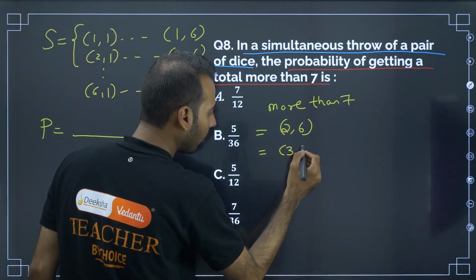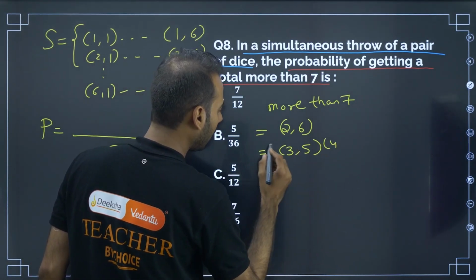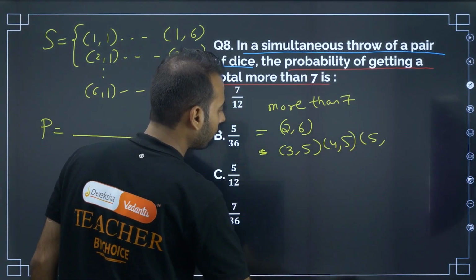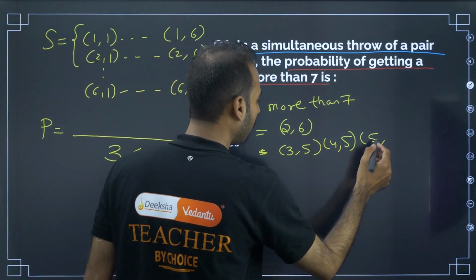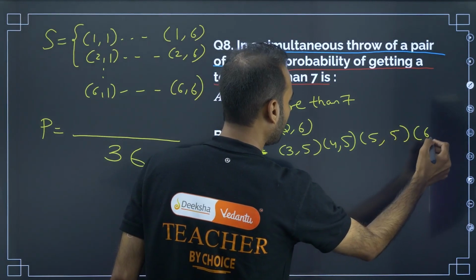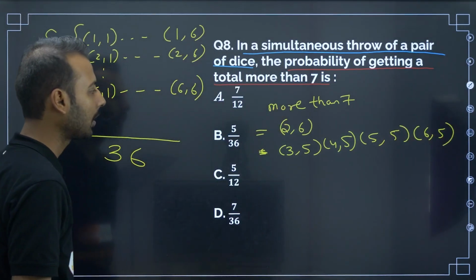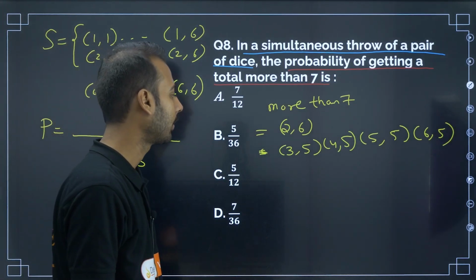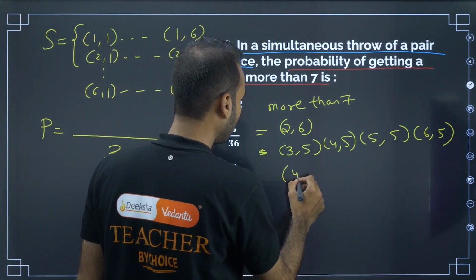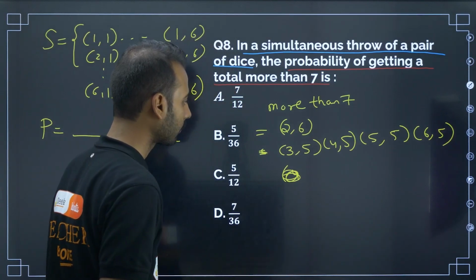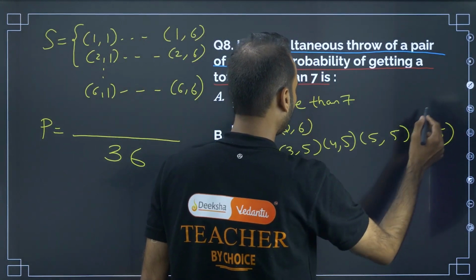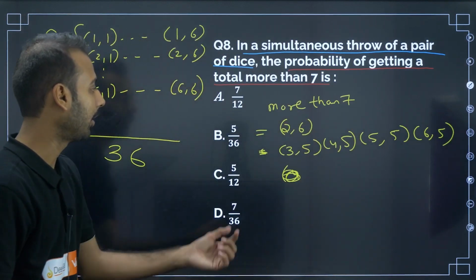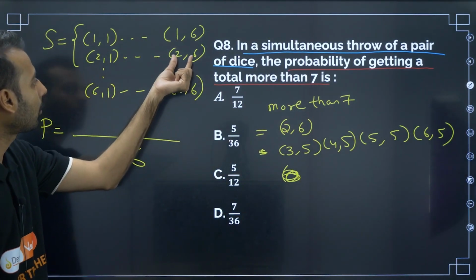Next, 3 comma 5, 4 comma 5, 5 comma 5, 6 comma 5, and for this 4 comma 5. Next, if you count more than 7, it means 2 comma 6. Here we will get 2 comma 6.